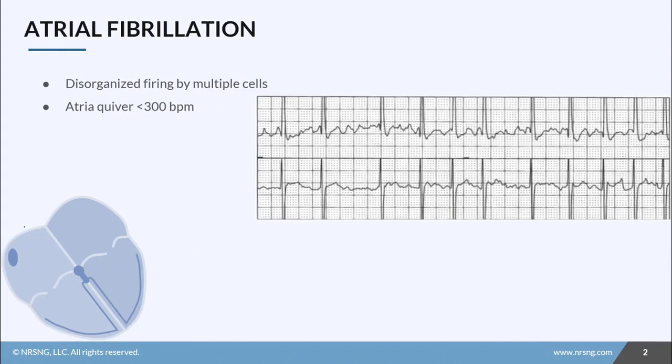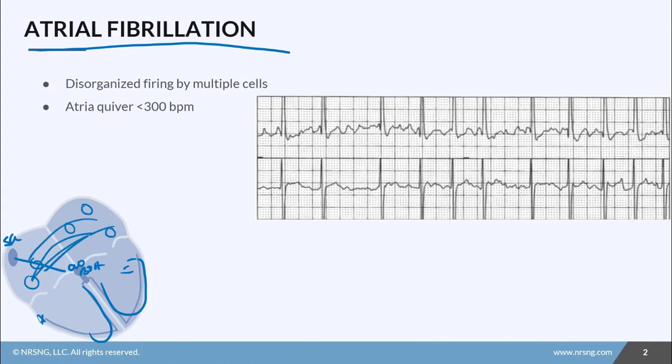Okay, so if y'all remember, the SA node initiates the impulse, goes down to the AV node, the bundle of His, the right and left bundle branches, and then the Purkinje fibers. So in atrial fibrillation, there are multiple cells in the atria that are initiating a disorganized electrical impulse across the atria, causing the atria to quiver at a rate of 300 beats per minute. So because the atria is quivering, it is not able to contract.